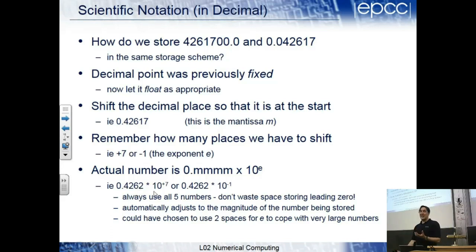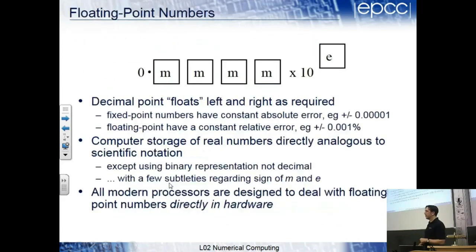All you have to decide is how much storage I'm going to reserve for the mantissa and how much I'm going to reserve for the exponent. So, for example, just as I said, if I had five storage spaces, four for the mantissa and one for the exponent, I make maximal use of them by storing it in this format.